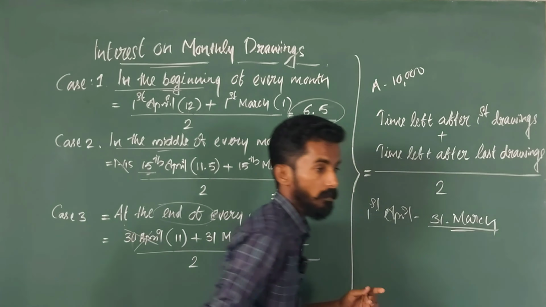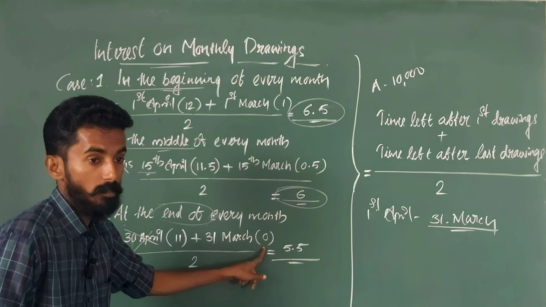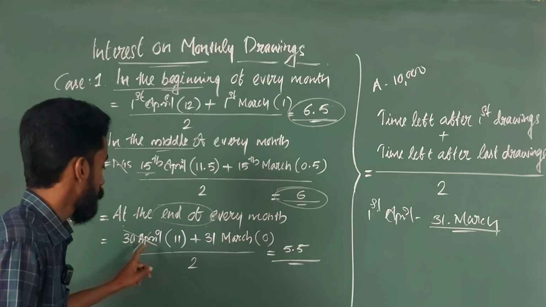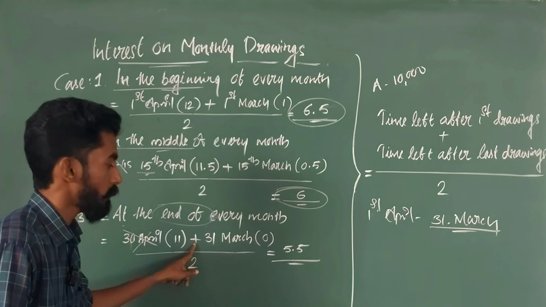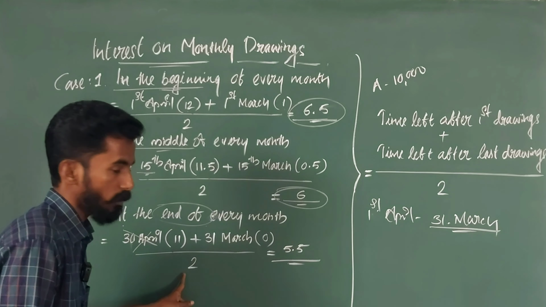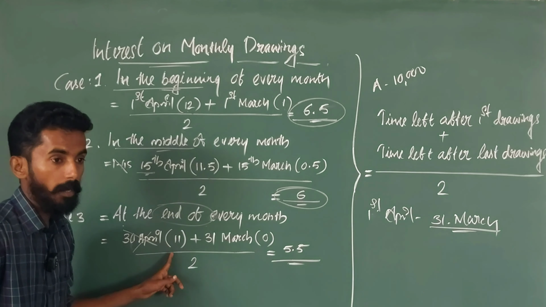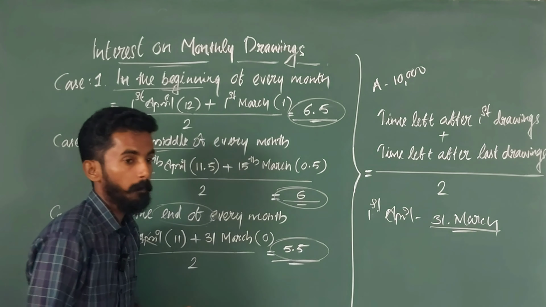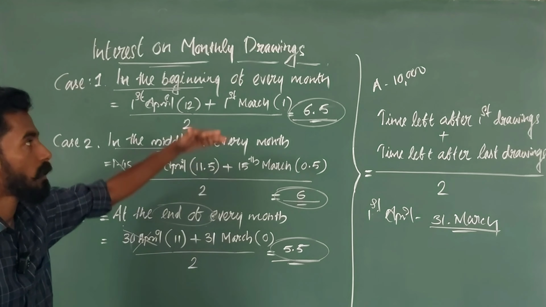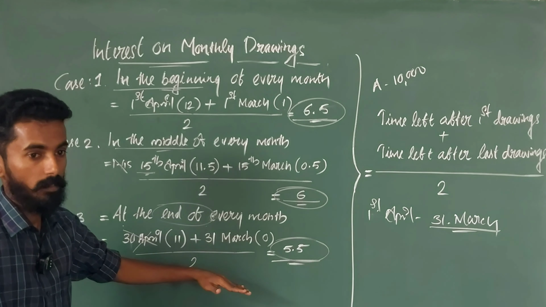Are there any months remaining in that financial year? No, 0, because no months are there at that time. So the formula is 11 plus 0 by 2. 11 plus 0 is 11 only. By 2 means the average period will come. Yes, average period will be 5.5. These are the 3 cases.